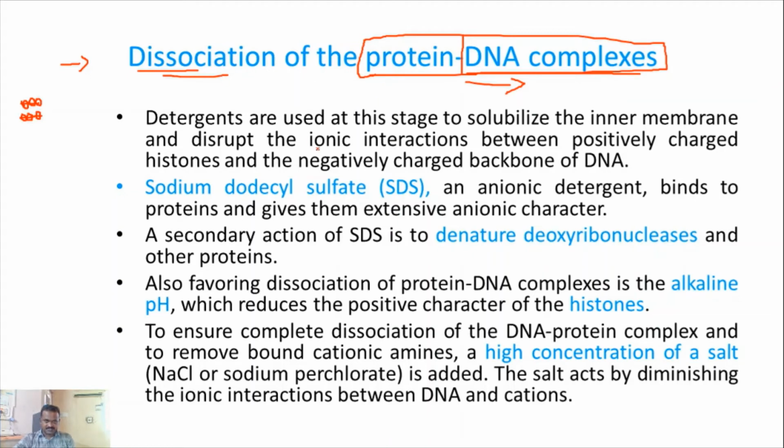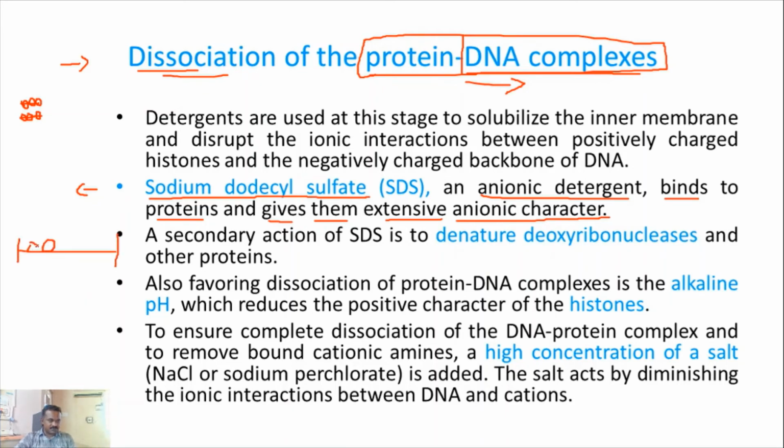So this protein DNA complex dissociation is achieved mainly by the first reagent called sodium dodecyl sulfate. I already told you this is an anionic detergent. So this detergent binds to the protein, and this anionic charge is given to the histone protein, and the histone protein becomes extensively anionic in character.